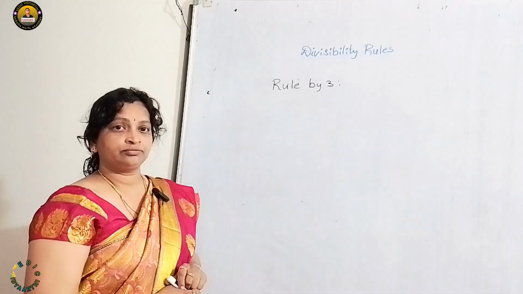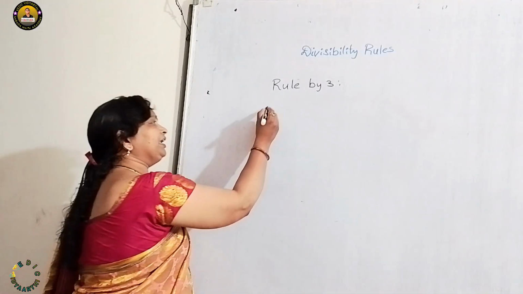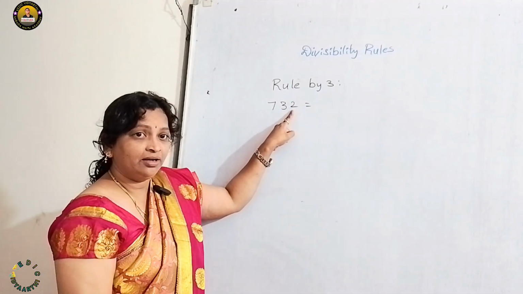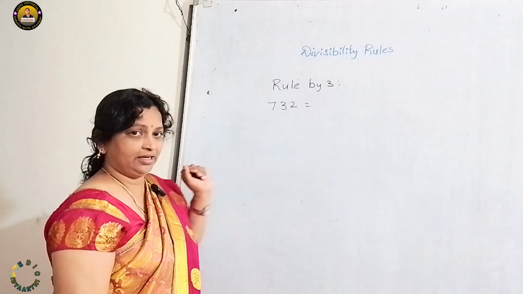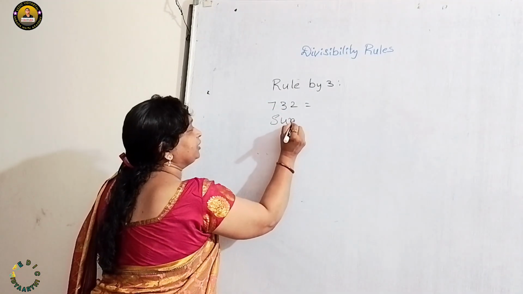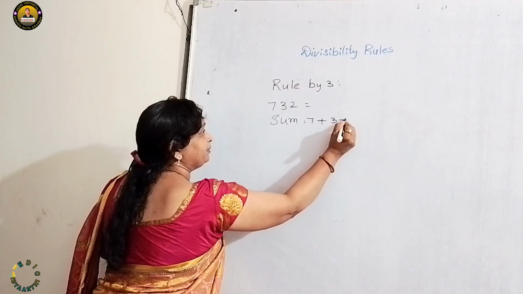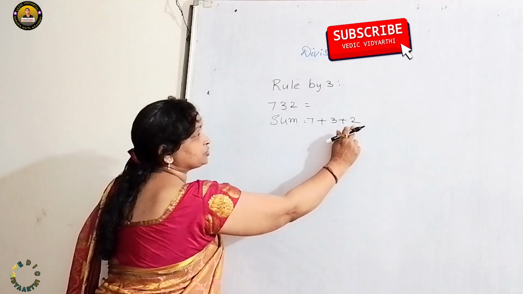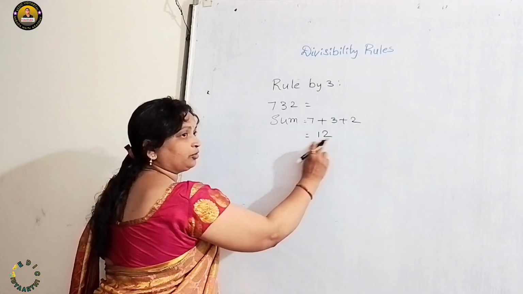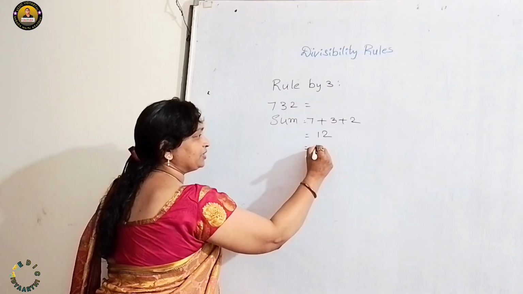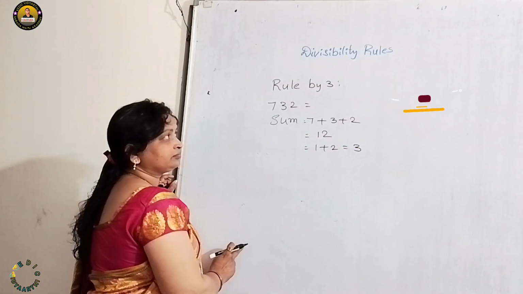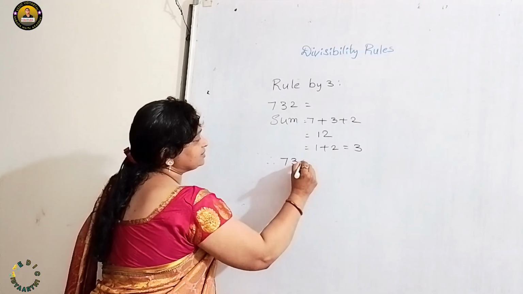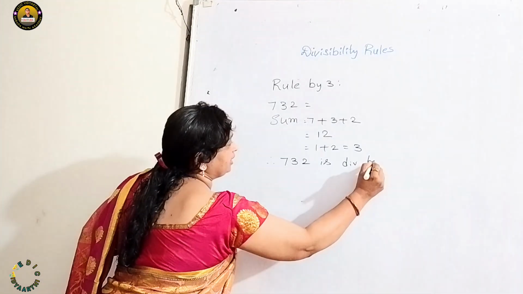Rule by 3. What is rule by 3? If I take any number, either 3 digit, 4 digit, whatever you take, the sum of all digits should be divisible by or a multiple of 3. Suppose the sum of 732, that is 7 plus 3 plus 2. 7 plus 3 is 10. 10 plus 2 is 12. Again, if you have a two digit number, again you add it. 1 plus 2, the answer is 3. 3 is a multiple of 3. So 732 is divisible by 3.